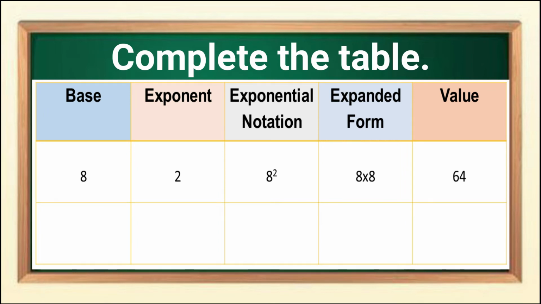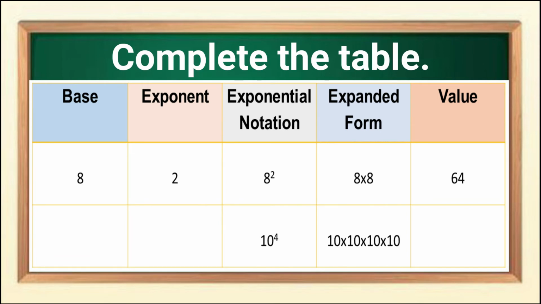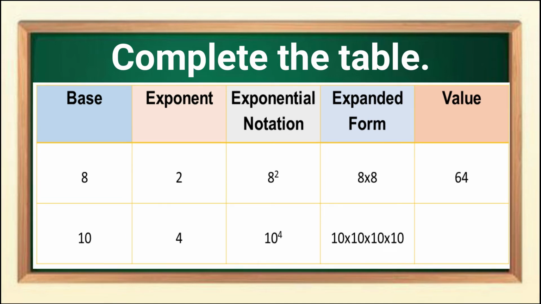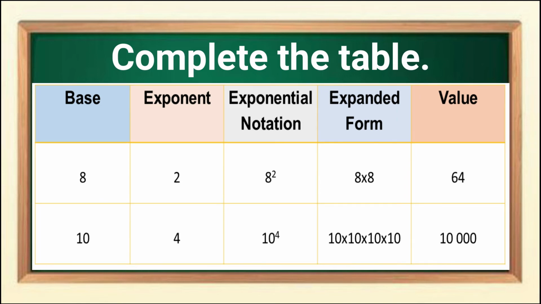Let's try another one. If 10 to the fourth power is the exponential notation, what is its base? That is correct. 10 is the base. What is its exponent? Very good. 4 is the exponent. Now, the value of the expanded form, 10 times 10 times 10 times 10 is... That is right. 10,000 is the correct answer.